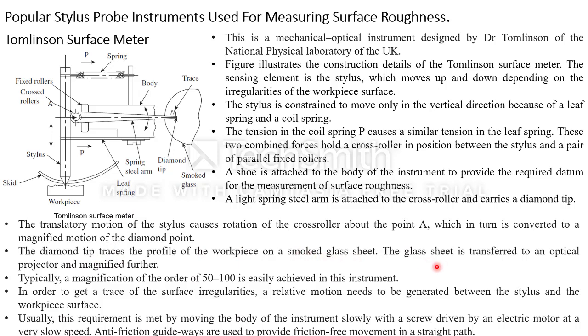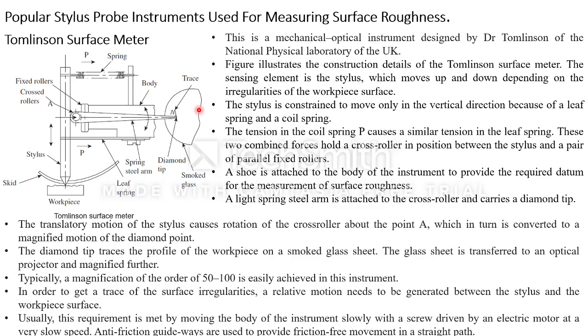Now this diamond tip traces the profile of the workpiece on a smoked glass sheet. The glass sheet is transferred to an optical projection and magnified further. As you have to remember here, whatever irregularities are over the workpiece are very small, so you need to magnify them. After tracing these irregularities over the smoked glass, you need to connect a projector and magnify the traces for better results.